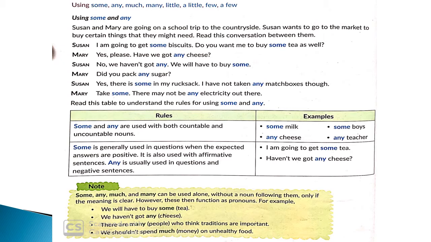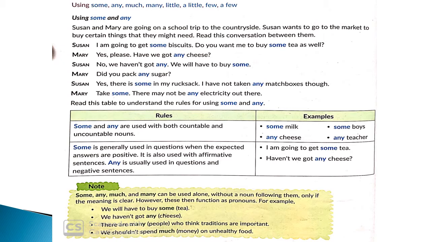For example, should I get some tea? The answer expected is obviously yes, because they are living together, so she knows they must be running out of tea. It is also used with affirmative sentences, means in positive sentences we use some. However, any is used in questions and negative sentences. I'm going to get some tea, affirmative. Haven't we got any cheese?